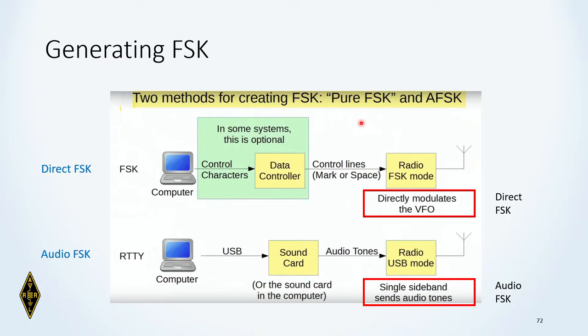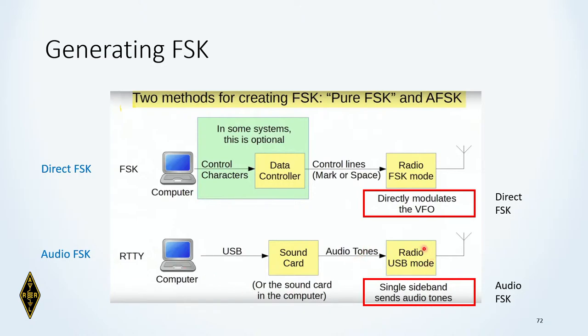Now this was interesting, the way Kassler explained this, pure FSK and AFSK. So to get frequency shift keying working, there's the two methods. There's something called direct FSK, where we are directly changing the frequency of the oscillator. This isn't the same as direct FM and PM. This is a slightly different concept. So we've got control lines coming into the radio that directly modulate the VFO. That's direct FSK. The other method is called audio FSK, where we're generating tones, the tones that I mentioned previously.